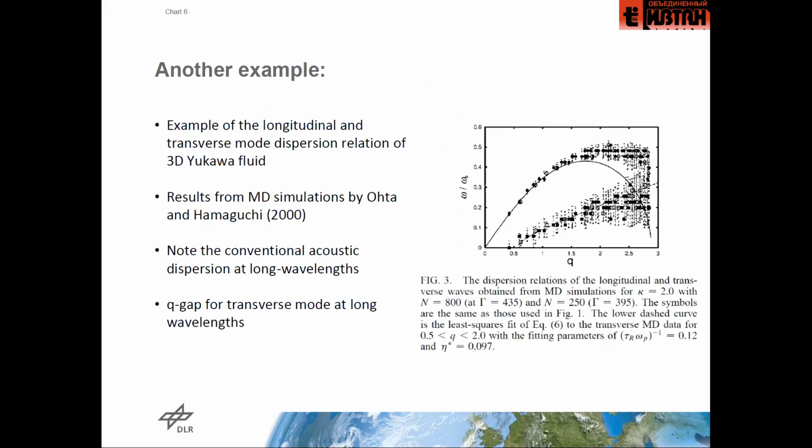Here is another example of wave dispersion in a three-dimensional Yukawa fluid. Here you can see that two modes appear. One, the high-frequency one, is the longitudinal mode, and this one is the transverse mode. Shown are the results from MD simulation by Ohta and Hamaguchi. And in particular, I would point out the existence of very long wavelengths for which the transverse mode cannot propagate, and this is often called the k gap for the transverse mode at long wavelengths.